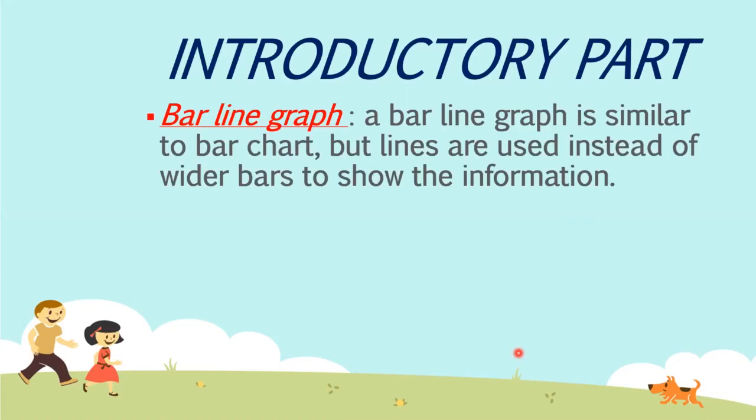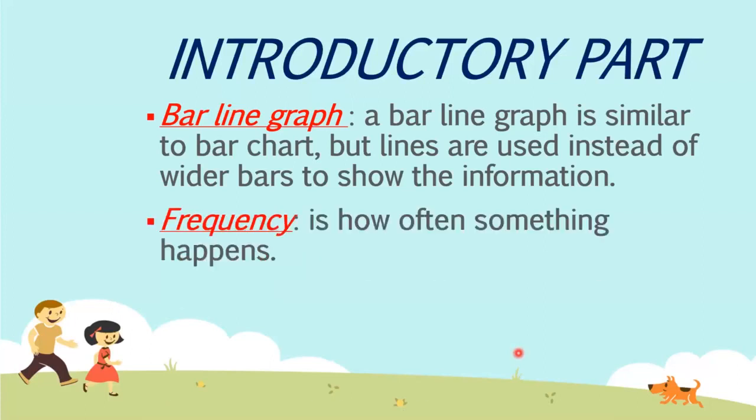In a bar chart, we use bars to represent the information or data, and the bars look a little more wide. In a bar line graph, we use lines instead of wider bars. So if you are watching a graph where lines are used to represent the information, then you can name that particular graph a bar line graph.